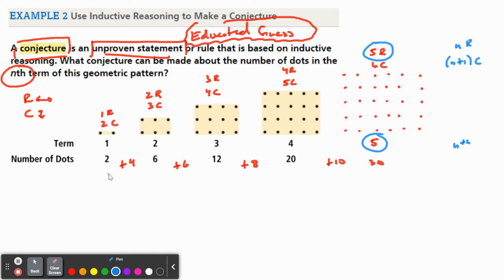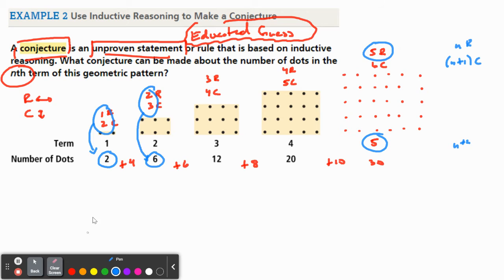And now notice the total sum compared to these two numbers. What's 1 times 2? That's 2. What's 2 times 3? That's 6. So what are we doing? We're taking these two numbers and multiplying them together. So we're taking the number of rows and the number of columns, and multiplying them.